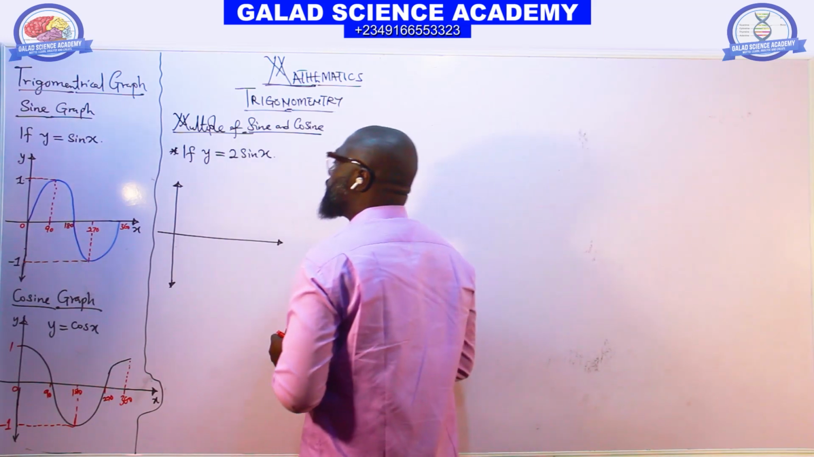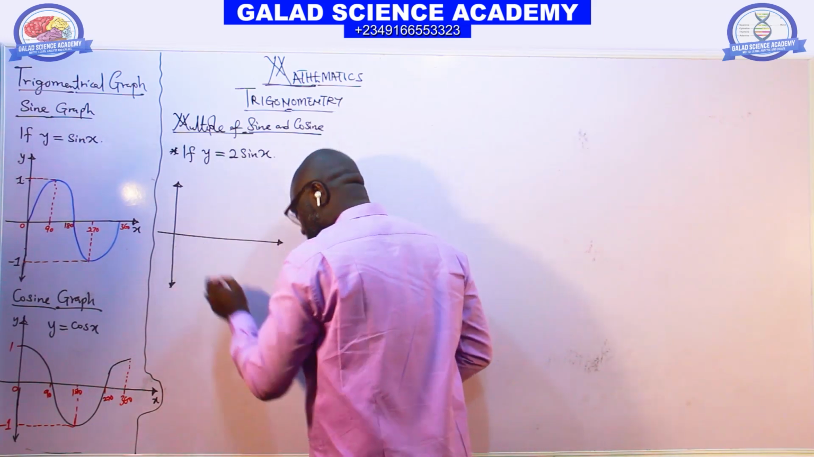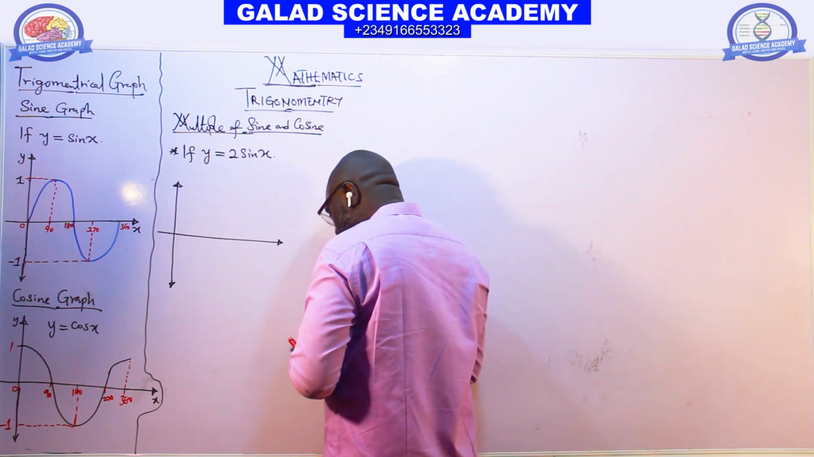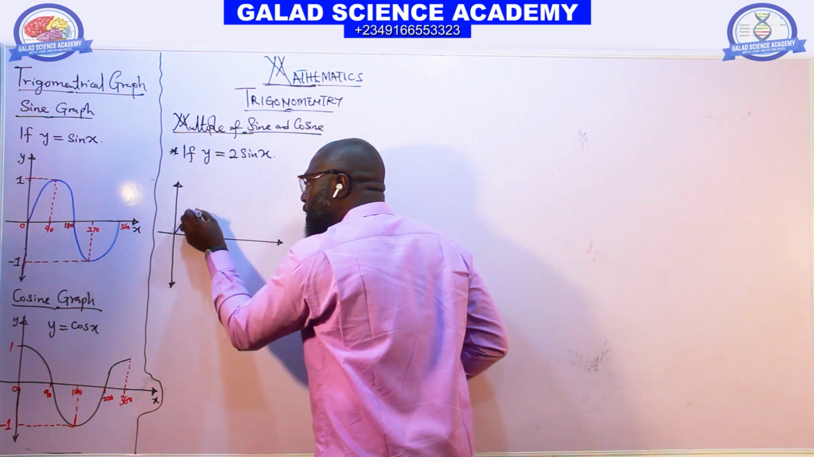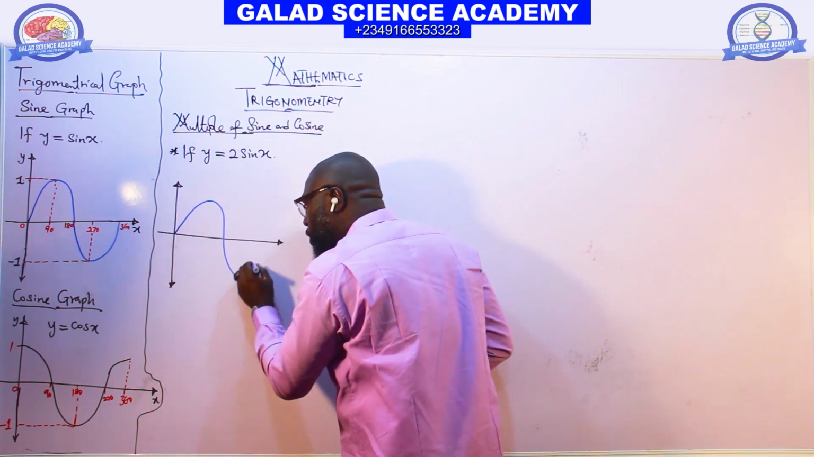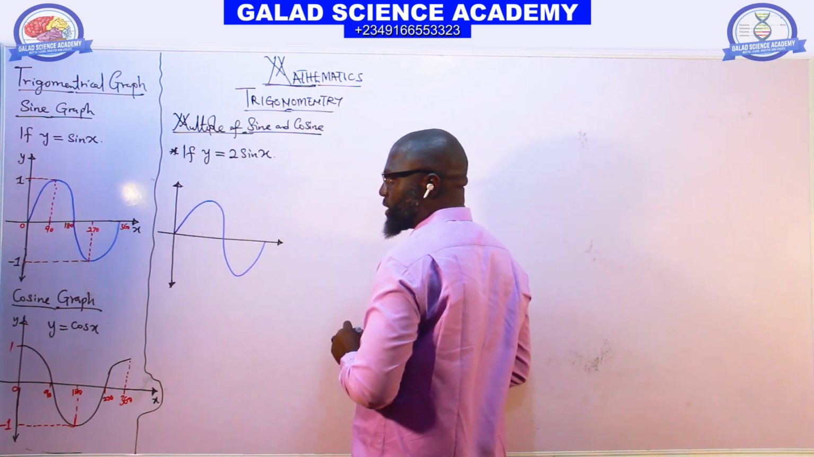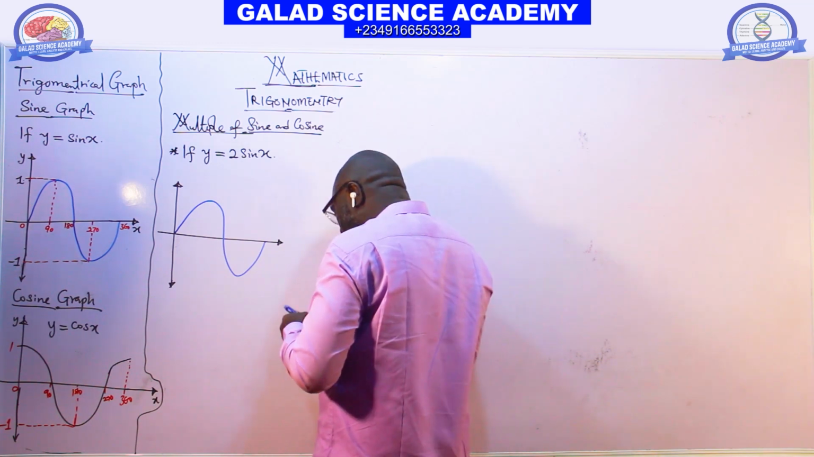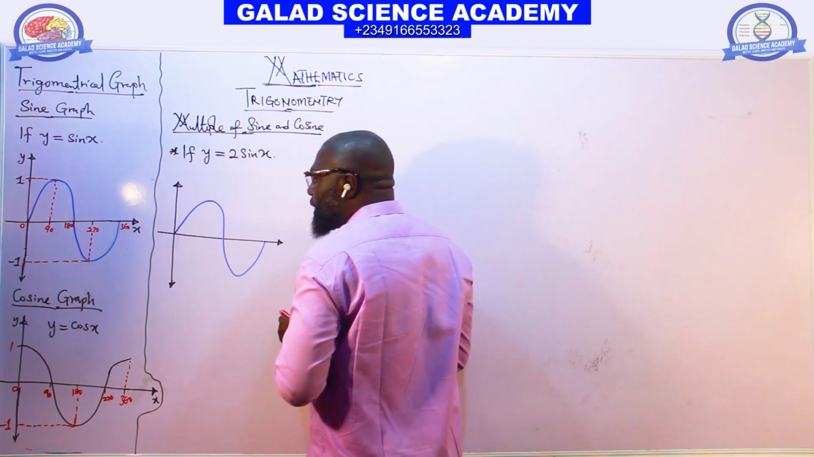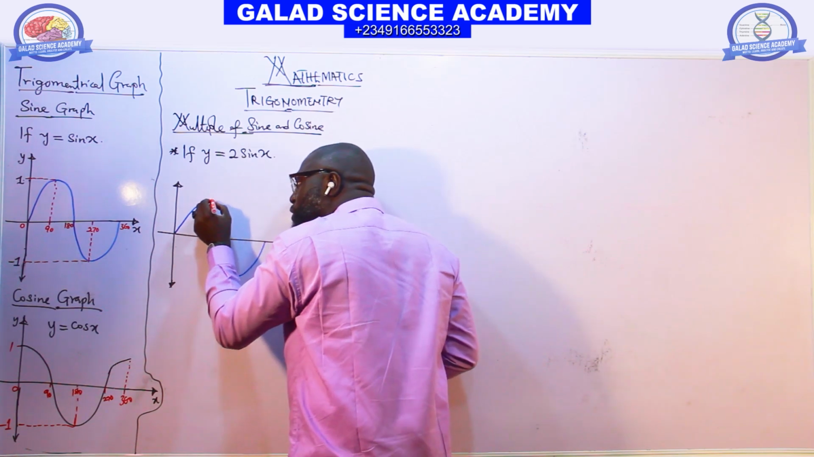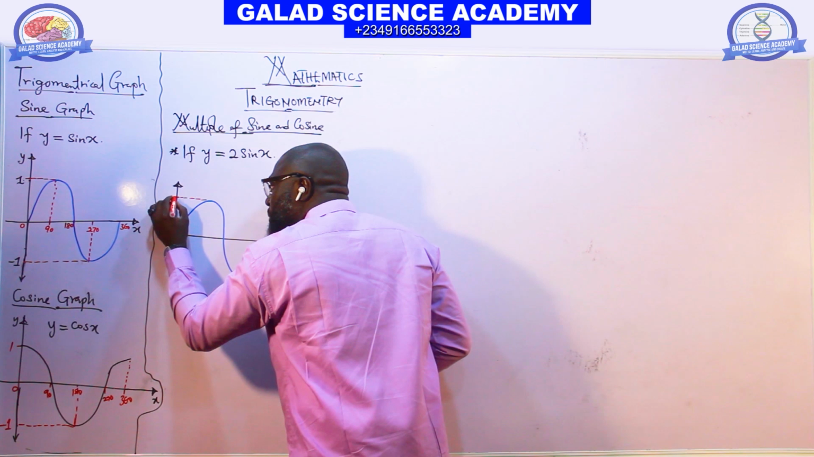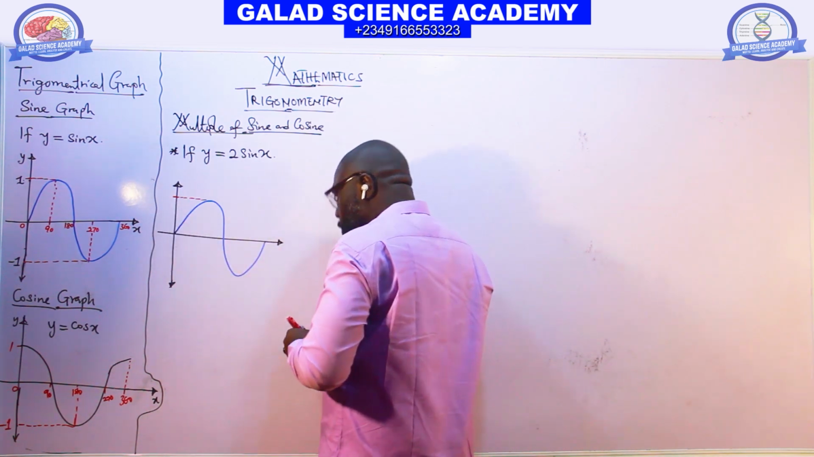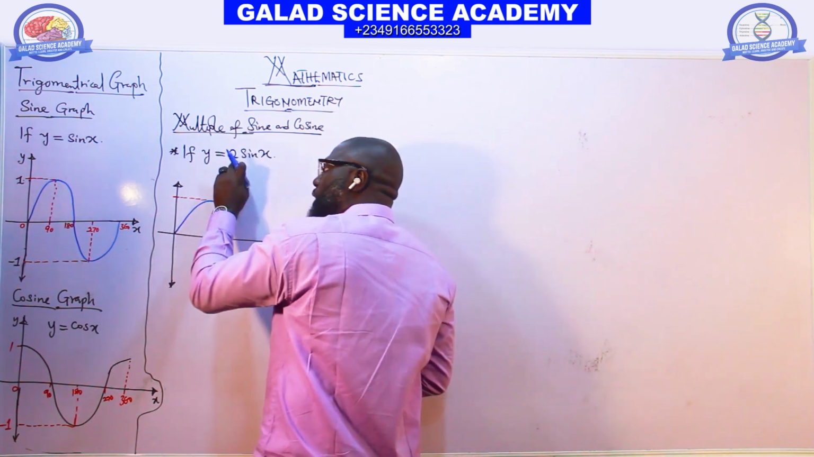This is for sine. It will start from the origin, move up, and come down like this. So at the point where the graph stops moving up here, the highest peak value we have here should be 2. The amplitude.